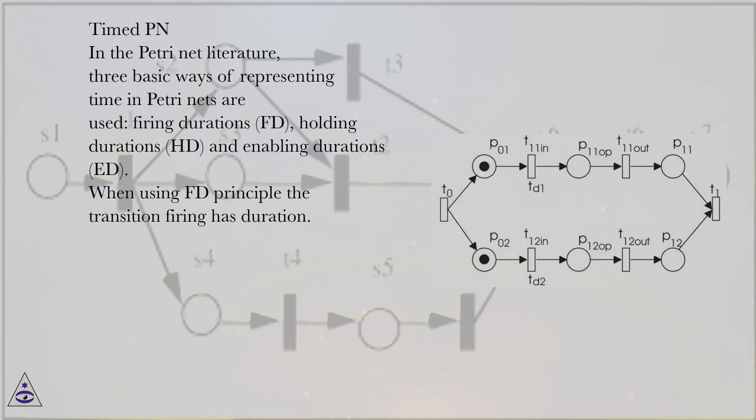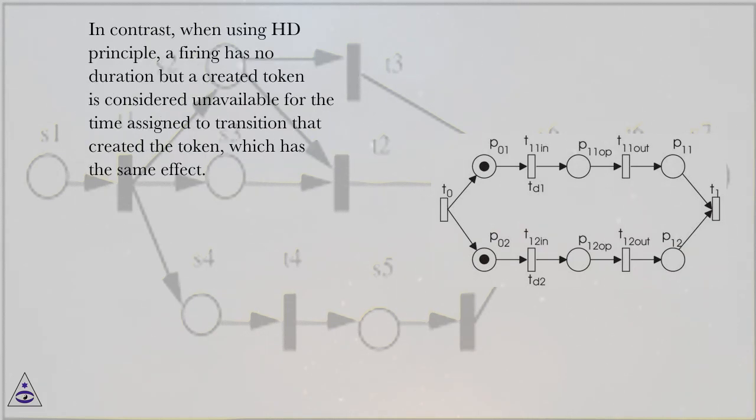Timed PN. In the Petri-Net literature, three basic ways of representing time in Petri nets are used: firing durations (FD), holding durations (HD), and enabling durations (ED). When using the FD principle, the transition firing has duration. In contrast, when using the HD principle, a firing has no duration, but a created token is considered unavailable for the time assigned to the transition that created the token, which has the same effect.